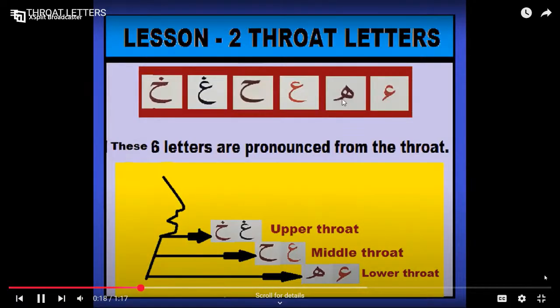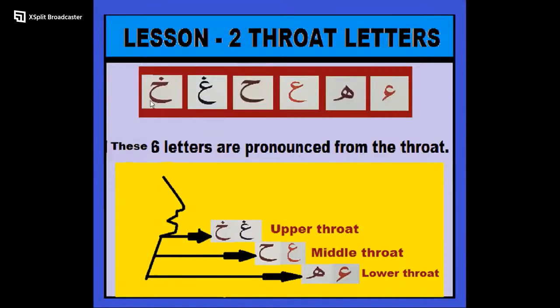Hamza, Ha, Ain, Ha, Ghain, Kha. Once again, Hamza, Ha, Ain, Ha, Ghain, Kha. So these six letters are pronounced from the throat.